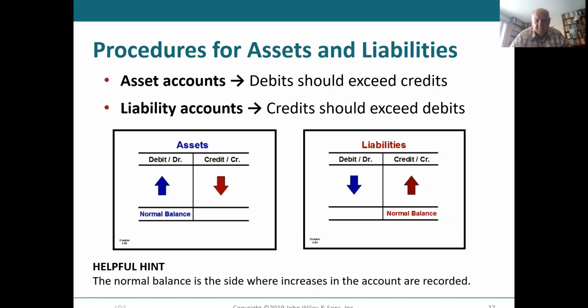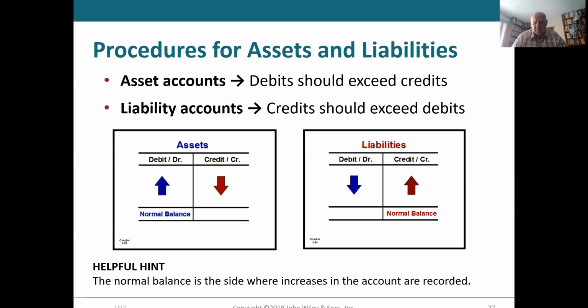Procedures for assets and liabilities. Assets, debits should exceed credits, liabilities, credits, okay? We're talking about what's called the normal balance. The normal balance of an account is the side of the T account which increases the number. So here they're talking assets, cash. If we increase cash, we are said to debit cash for that amount. By the way, debit and credit mean only left and right. That's all it means.